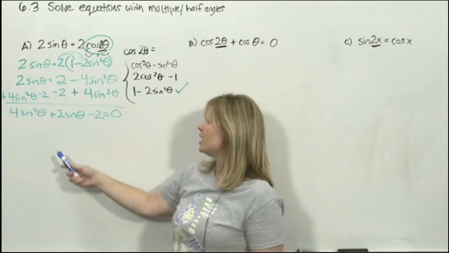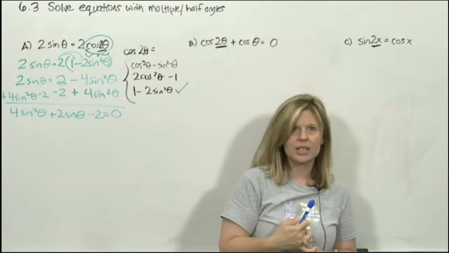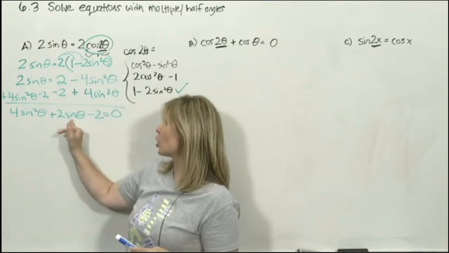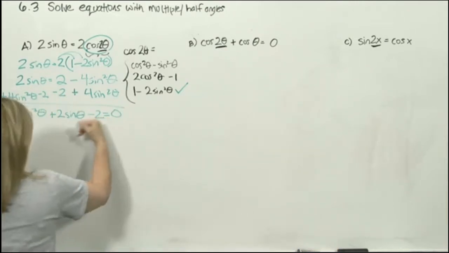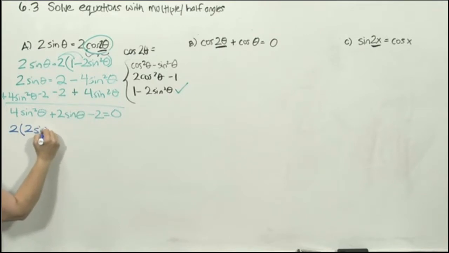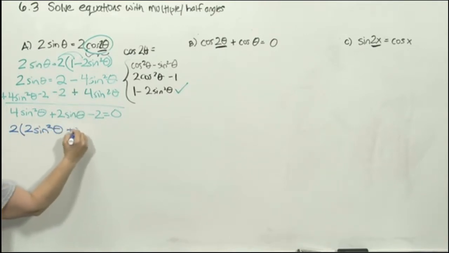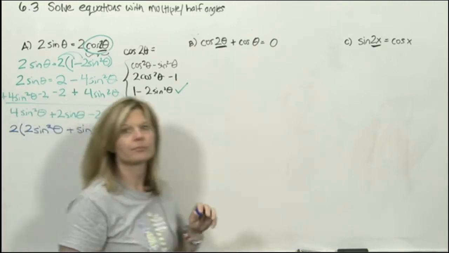Then, because this is factoring, we're going to go through the rules. The first rule of factoring is GCF. GCF means what do the terms have in common? We could divide them out. And they all have in common the constant 2. So I'll divide out the 2. I'll get 2 sine squared theta plus sine theta minus 1 equals 0.